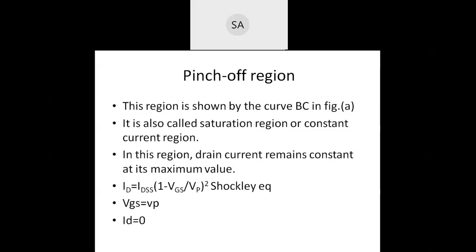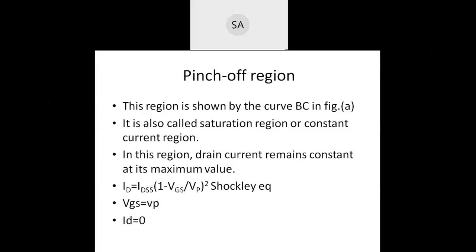So the pinch off region is also known as saturation region, where the drain current is constant. So you can call it a constant current region. In this region, drain current remains constant at its maximum value. In this region, we can give the current equation by ID is equal to IDSS (1 minus VGS by VP) whole square. This equation is also known as the Shockley equation.